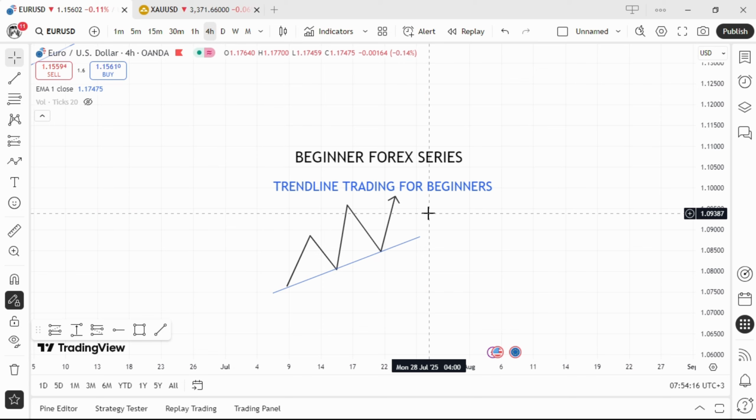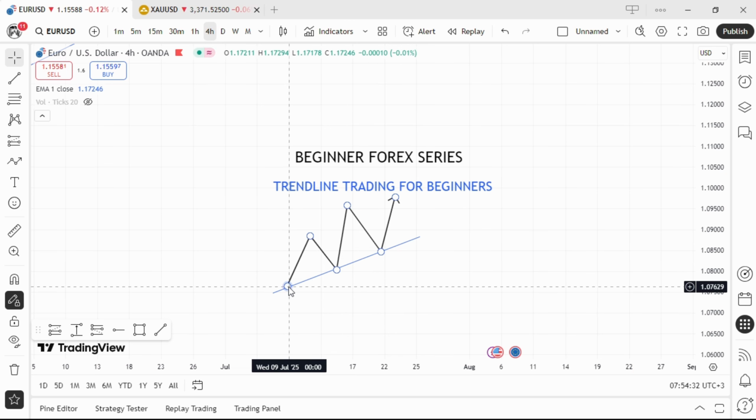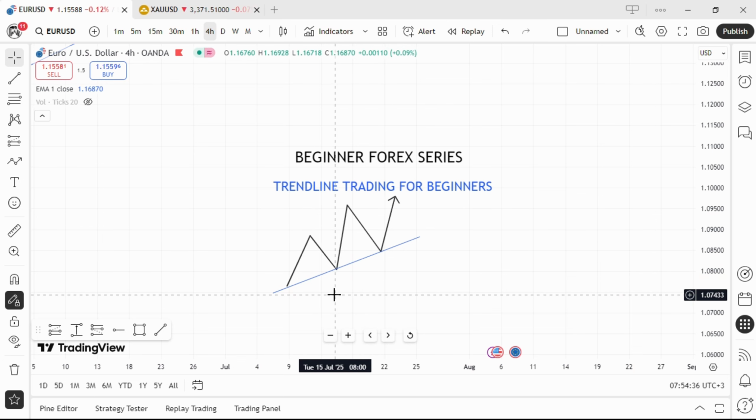It just takes practice to pick the right trend line for a beginner that has never drawn a trend line before. Remember, you trade off the lows or the highs. So it would involve you marking these lows.